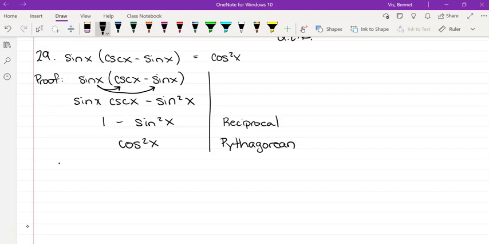And that's it. We have sine of x times cosecant x minus sine x is equal to cosine squared x. Q.E.D.